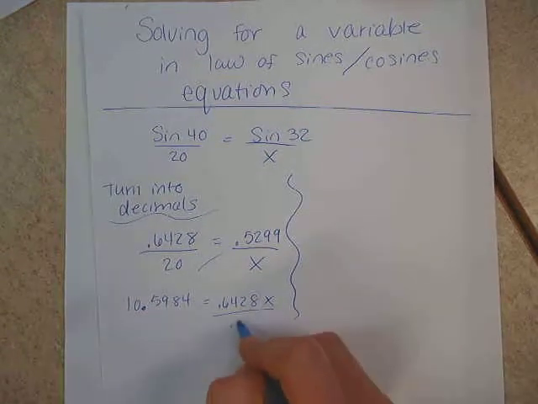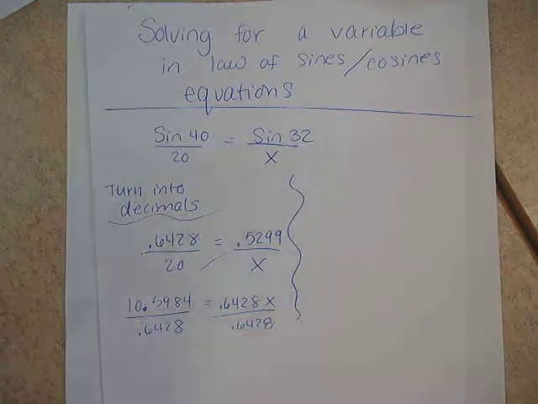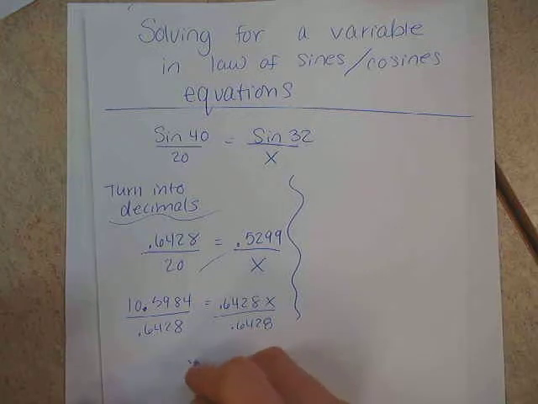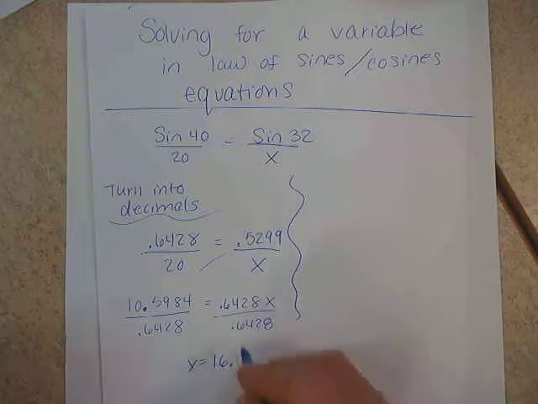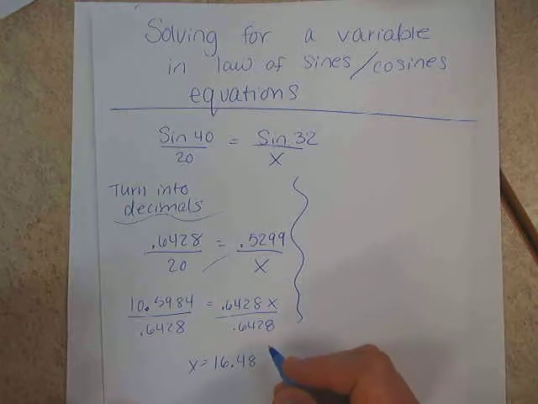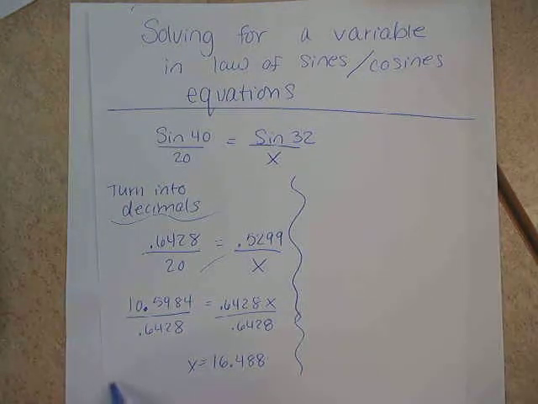We're going to divide out the 0.6428. So x equals 16.4878. We'll round to 3 places on these, because that's what upper level wants us to do if it doesn't specify. So 3 decimal places, so it'd be 4878, which would round that to 8. So 16.488.